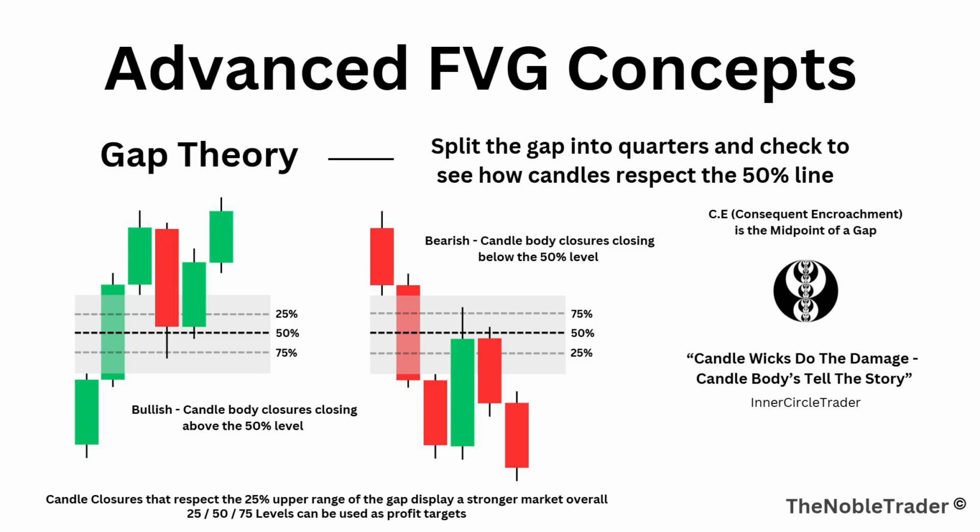Gap theory is a deeper understanding of how the algorithm looks at price levels and respects them. The levels we will look at are the 25, 50, and the 75%. To visually see these levels, we typically draw a Fibonacci tool inside of the fair value gap box and monitor how price touches and closes around these levels. Gap theory can be applied to all the different types of gaps in price. However, we will only be focusing on the FVG's usage. Candle closures that respect the 25% upper range of the gap display a stronger market overall, and thus we expect for the 50% level to hold candle body closures.